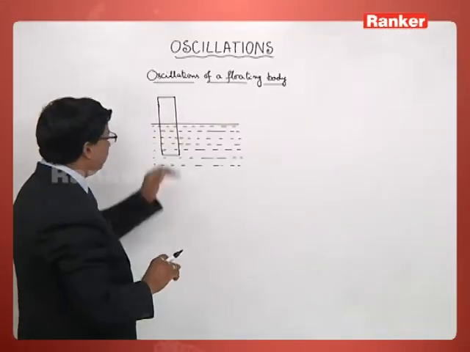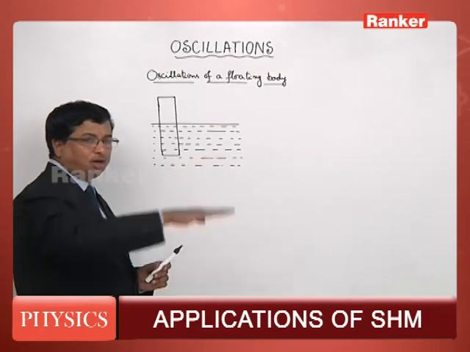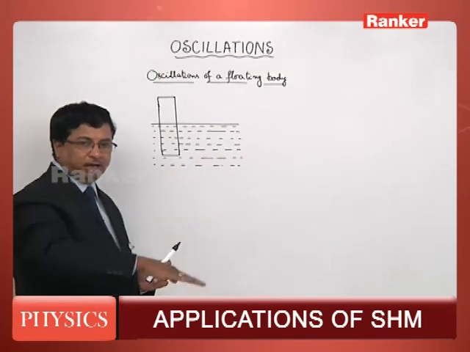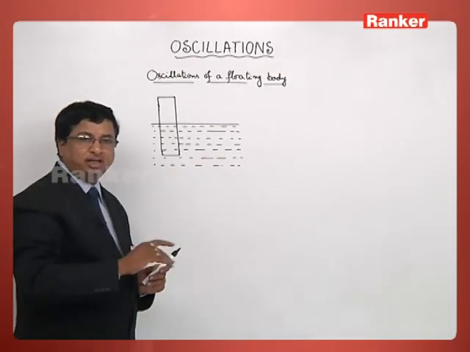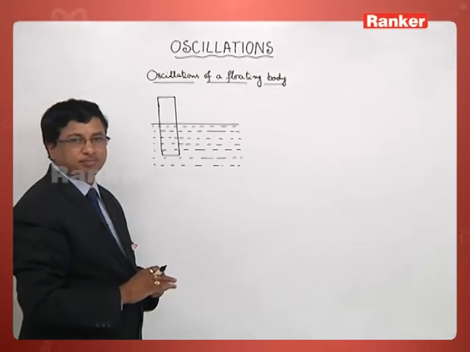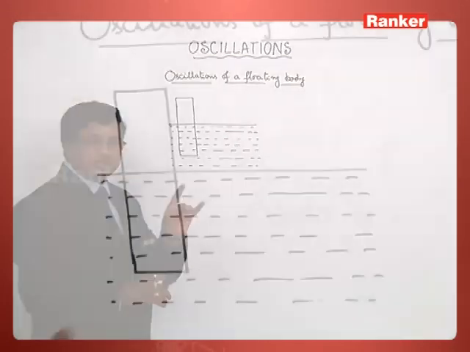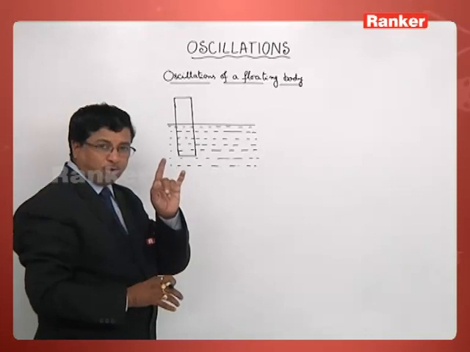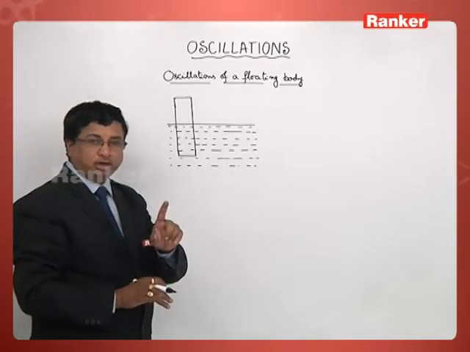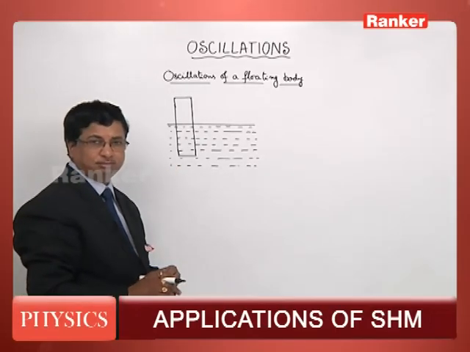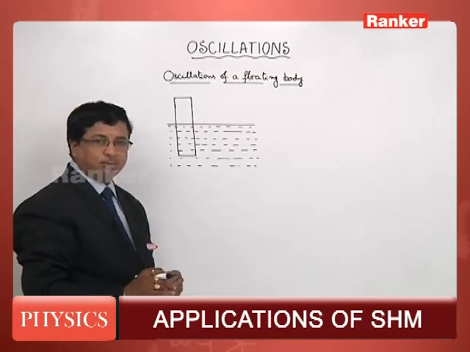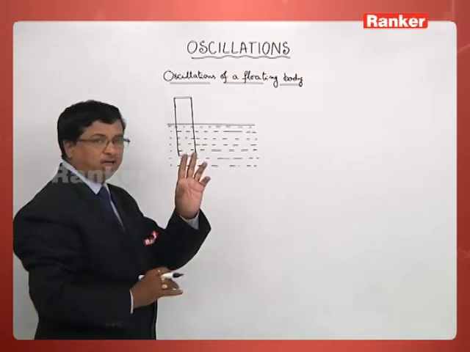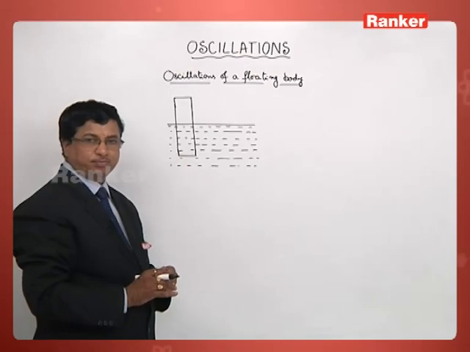Then if you observe carefully, that used to oscillate in the vertical plane simple harmonically. That is the concept. So, the oscillations of this one are supposed to be simple harmonic. That we have to prove first. The second concept is, what would be its time period of oscillation?